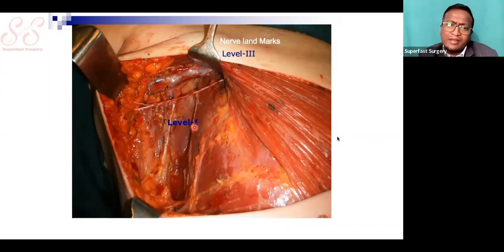Now, level 1 group of lymph nodes are basically lateral to the pectoralis minor muscle, while level 3 are medial to the pectoralis minor muscle, and level 2 is behind the pectoralis minor muscle.